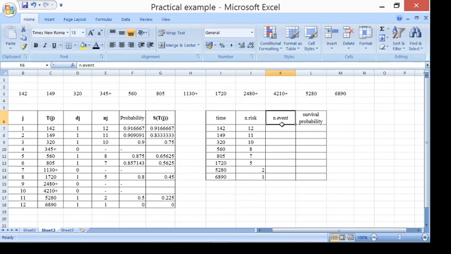Now, number of events, how many events have occurred at this specific time point. Since we have considered data with no ties, we will have only one event at this specific time point. Therefore, all these values will be 1. And what are the survival probabilities at this specific time point?